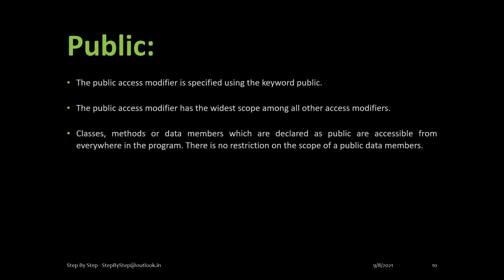Public. The public access modifier is specified using the keyword public. The public access modifier has the widest scope among all other access modifiers. Classes, methods, or data members which are declared as public are accessible from everywhere in the program. There is no restriction on the scope of public data members. So the name suggests it is public to everyone.